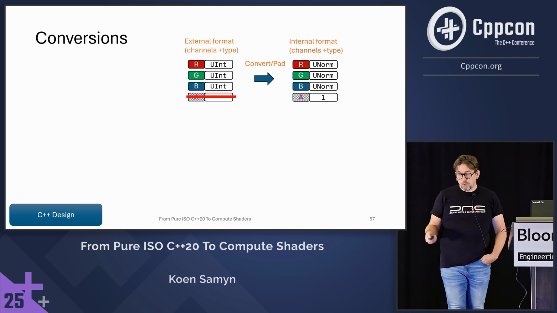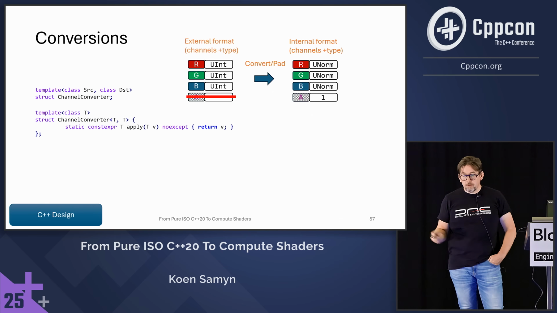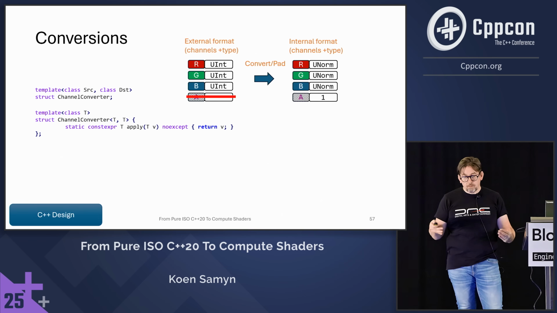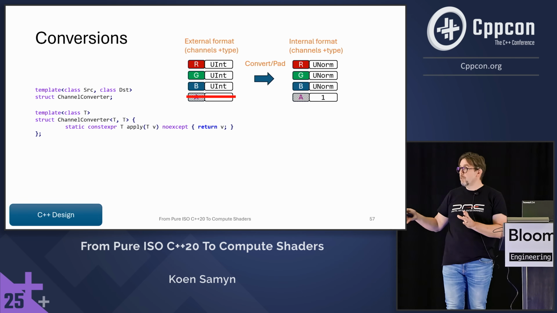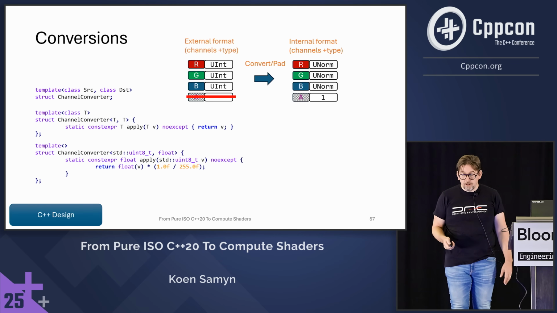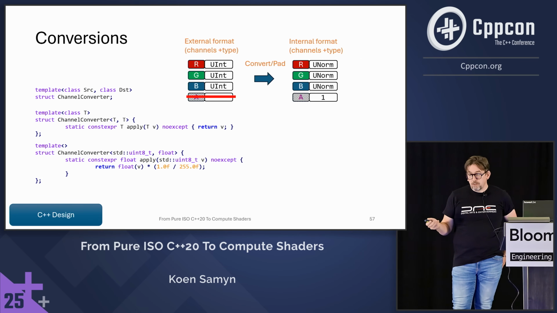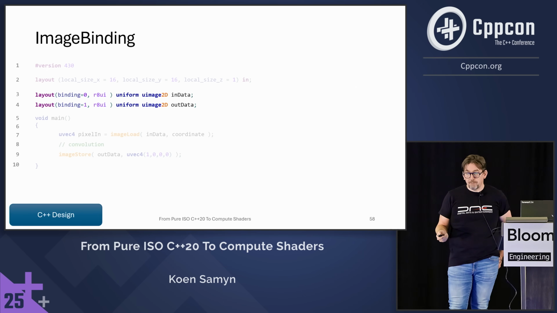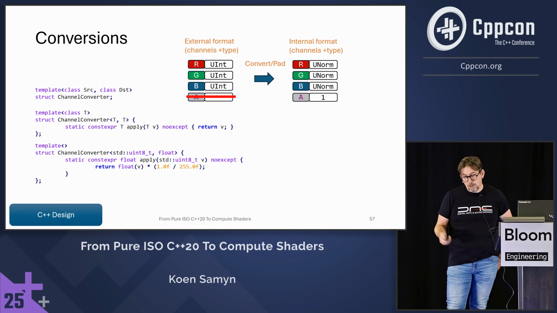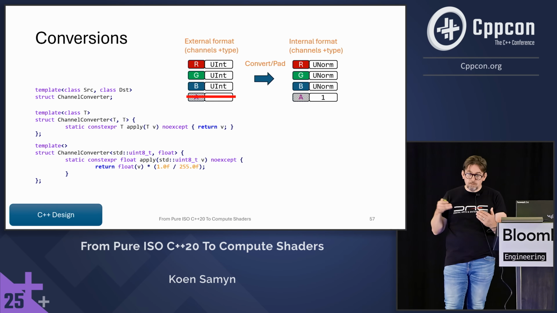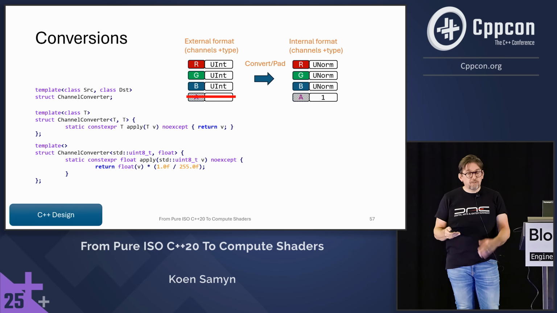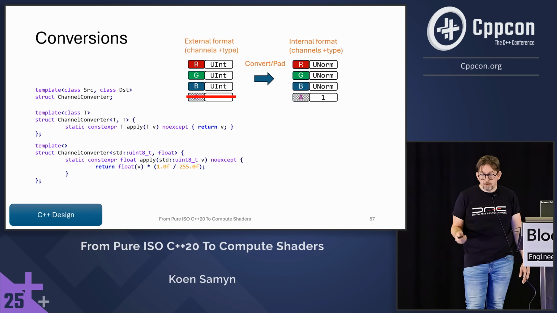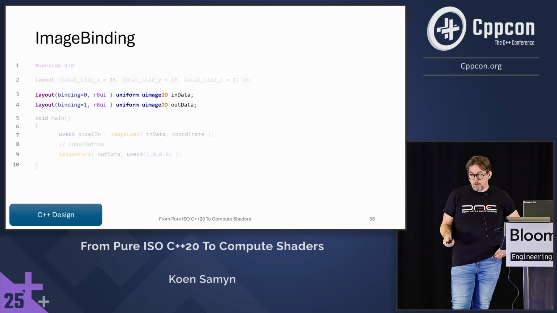All right, then we have the conversions. So unsigned byte to float. And how did I do that? Also with templates, of course. I have a channel converter, which converts from a source type to a destination type. If the two types are the same, it's a no operation. And from uint8 to float, it's division by 255. Okay, I went a bit fast. In this way, you can create all the converters that you need and expand the fidelity of my image support.